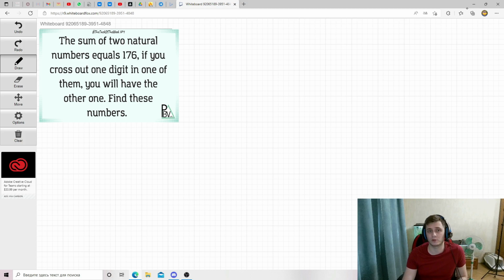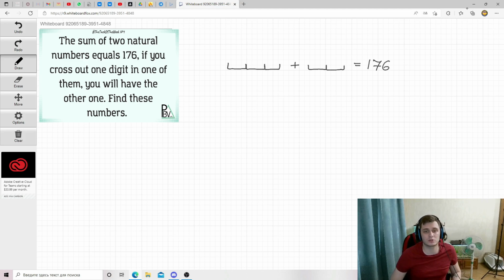If we consider a 2-digit number, by crossing out one digit we will get a 1-digit number. Such a combination will never equal 176, just as a 4-digit number plus a 3-digit number will never equal 176 either. Therefore, the first number is 3-digit, and the second one we get by crossing out one digit is obviously 2-digit. We can also say that the first digit in the first number is definitely 1, because the hundreds digit here is 1.